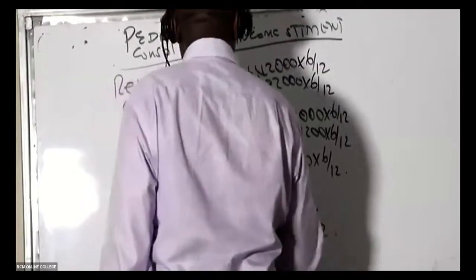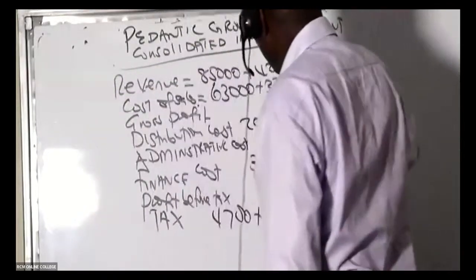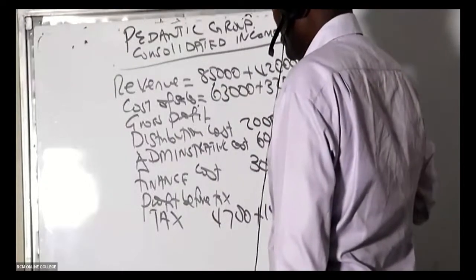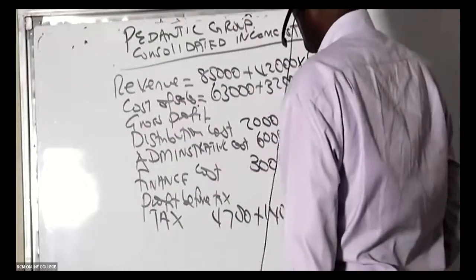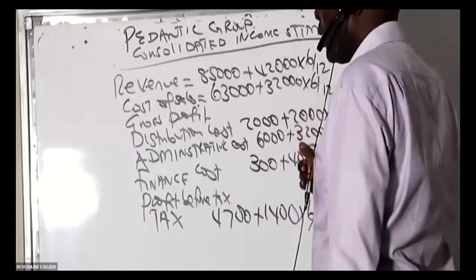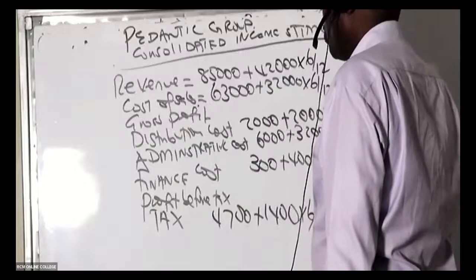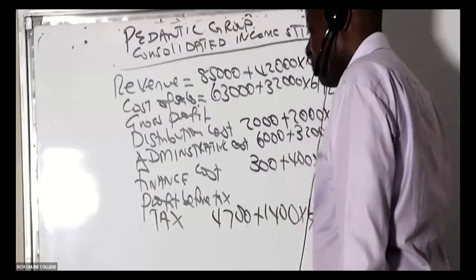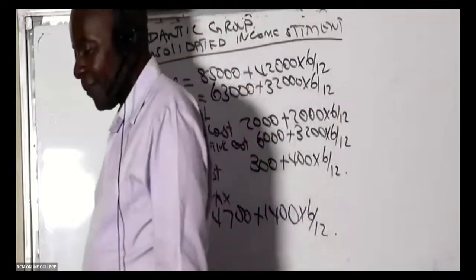Then put a bracket like this. That's very bad. Because you see, this 6/12 is supposed to affect the figures of what year? The subsidiary. It's supposed to affect the figures of the subsidiary.